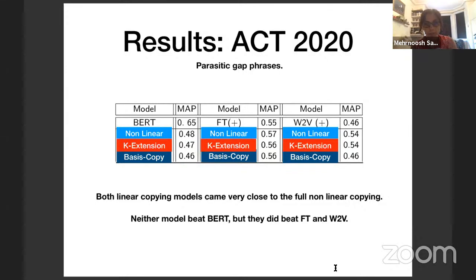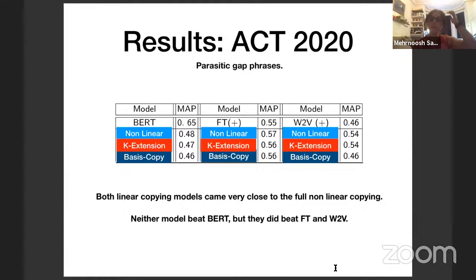We work with three sets of neural word embeddings: BERT, which is the state of the art, FastText, and then word2vec, which is the first generation of these neural embeddings. And you can see that actually you're quite safe. The K extension and basis copying models all do come very close to the nonlinear copying operation. So that is really nice.